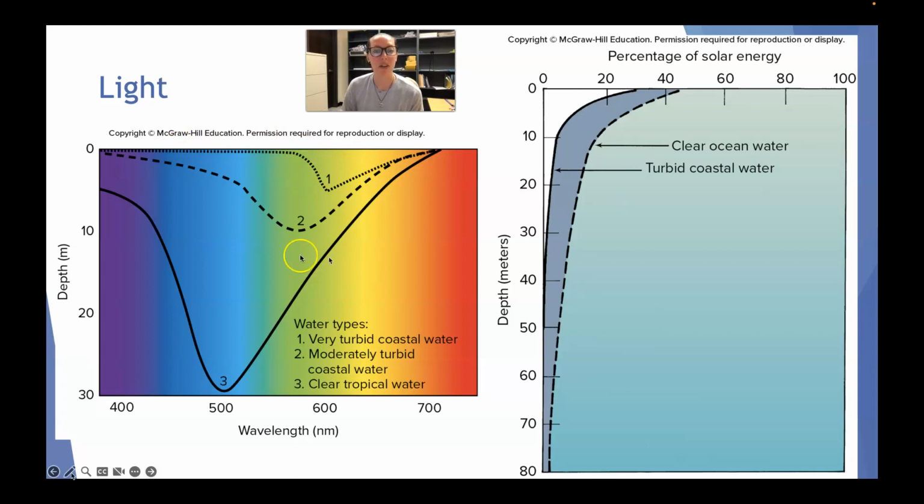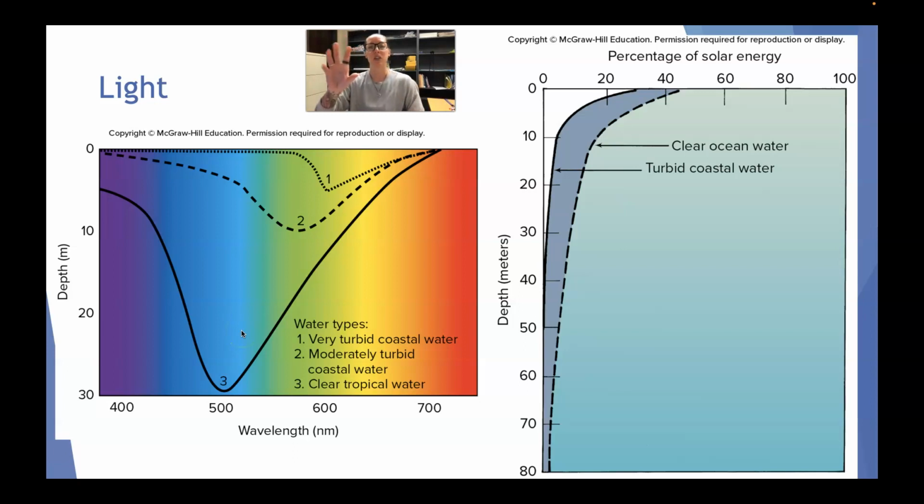Then we have moderately turbid coastal water. This would probably be more like right next to the coastline, where you have a lot of wave action turning up sand, right? Because sand is super malleable, so it's very easily turned around. And then clear tropical water, where there's not a whole lot going on in terms of things being in the way.